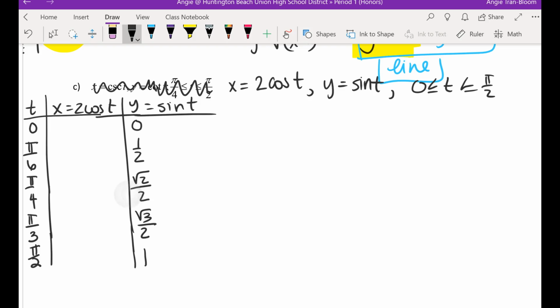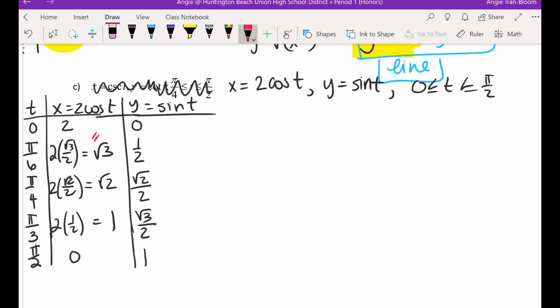Cosine of 0 is 1, but times 2 is 2. Cosine of pi over 6 is rad 3 over 2 times 2, so that's going to give me rad 3. Cosine of pi over 4 is rad 2 over 2, but times 2 in the front, it's just rad 2. And then cosine of pi over 3 is 1/2, so it gives me a 1. And cosine of pi over 2 is 0. And we are going to approximate the radical 3. Radical 3 is about 1.7. Radical 2 is about 1.4. And because we already know that time is in the first quadrant, I just need the first quadrant.